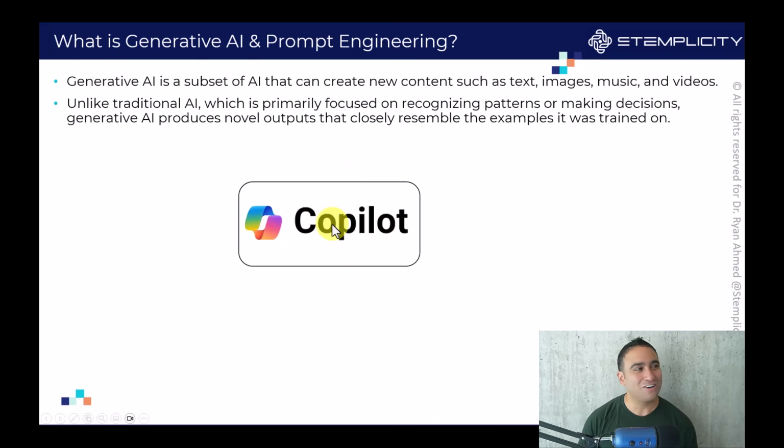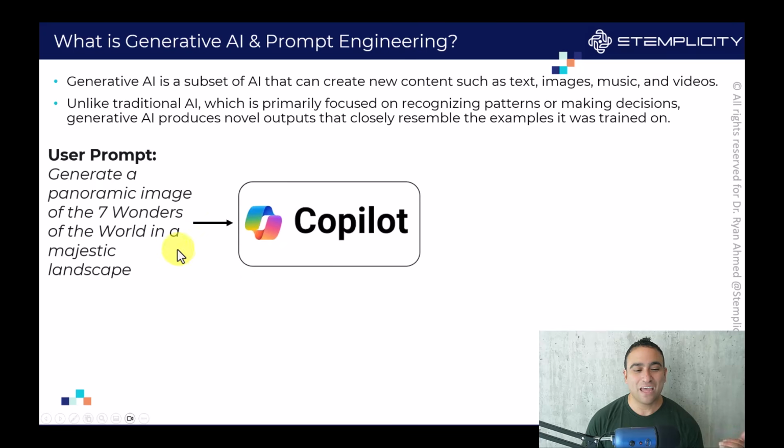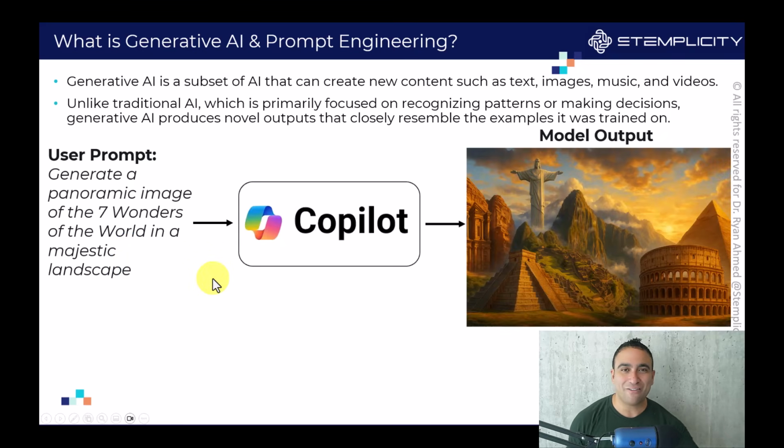So what you see here is we got Microsoft Copilot, and what you could do simply is that you can prompt it, just talk to it in plain English. So for example, you can say generate a panoramic image of the 7 wonders of the world in a majestic landscape. And what you get right now, you get an output that looks like that. And this is the creative imagination of artificial intelligence.